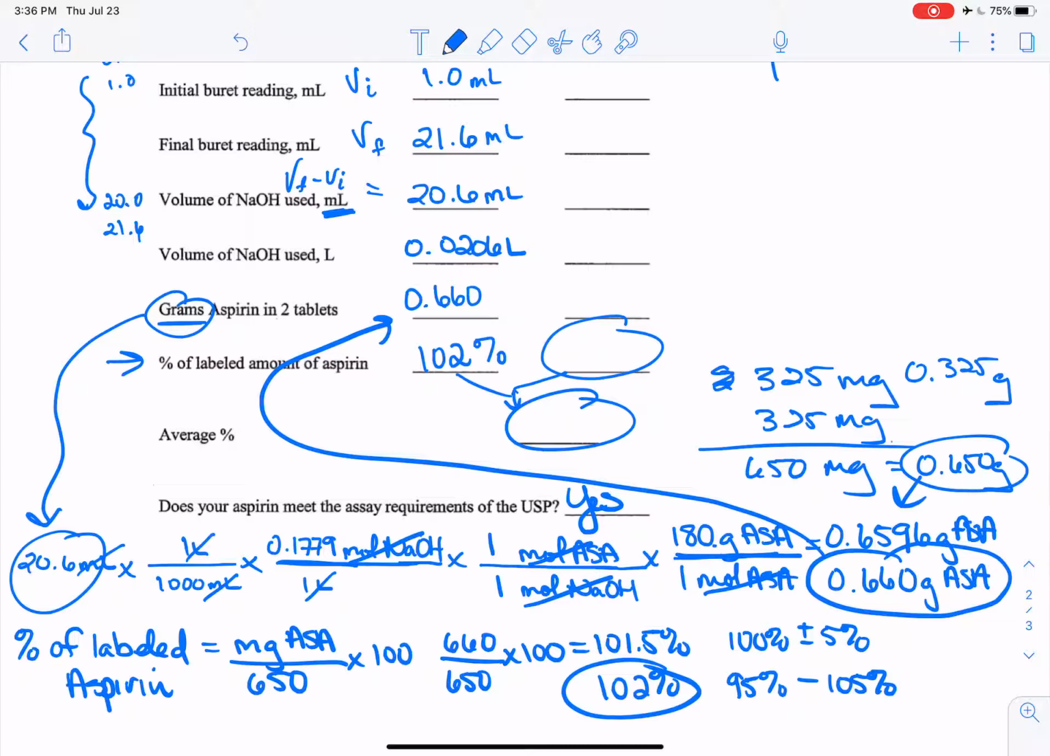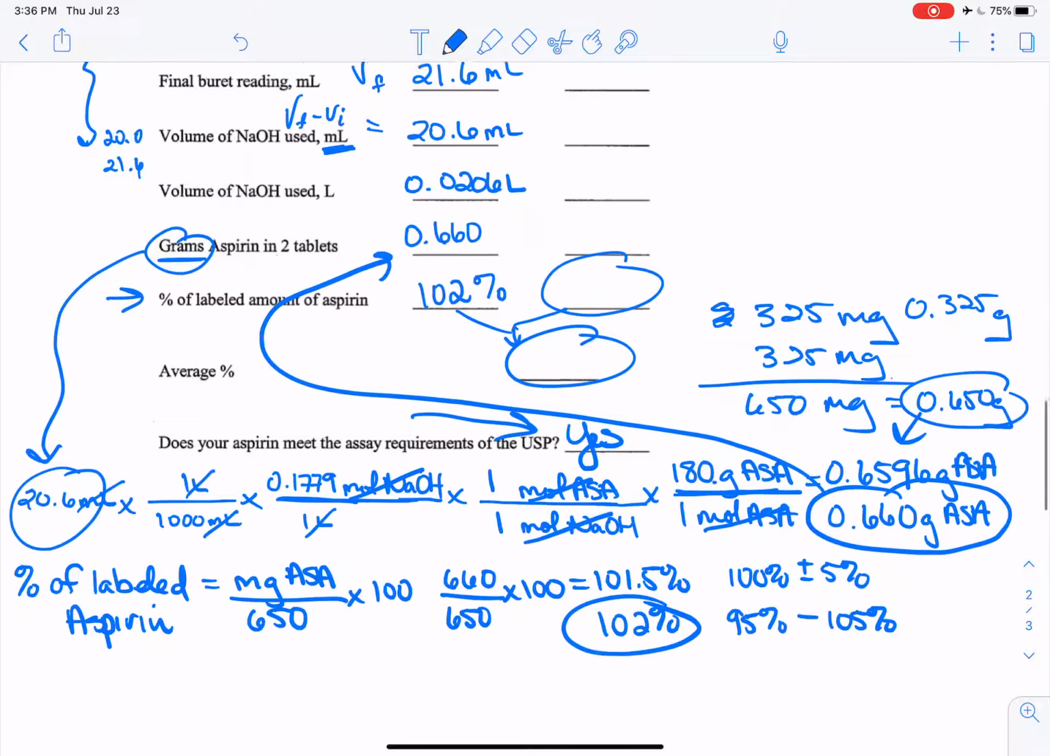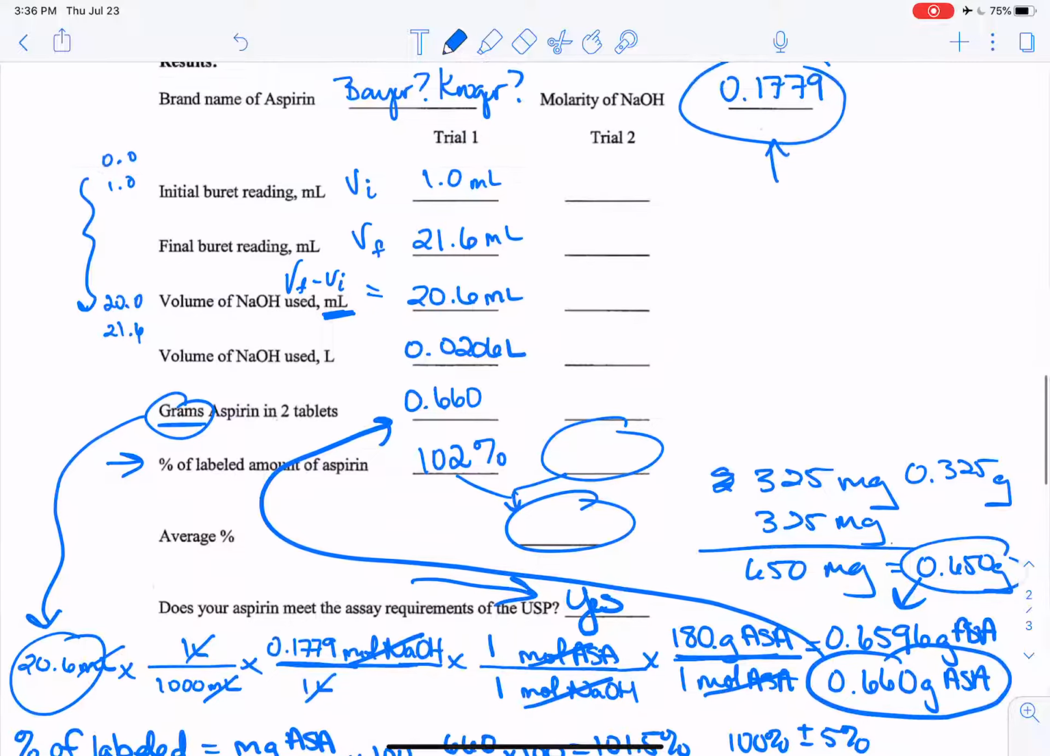Now, if you got an average percent that was 107%, what would your answer be there? It would be no, because you would be 7% off, and that is outside of the USP guidelines. Okay, you guys, so that's how we do this lab. Enjoy.